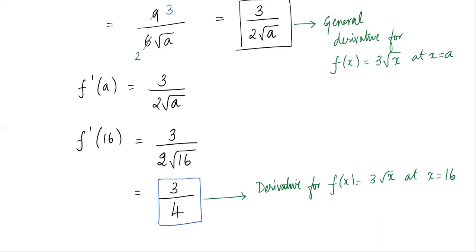And that is how we find the derivative using the limit of the slope, or the limit of our rate of change. I hope this lecture was useful to you. I'll see you in the next part.